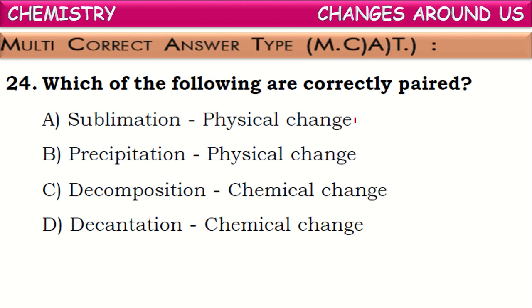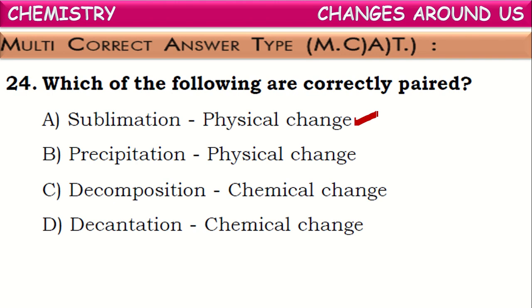Sublimation. Is it a physical change? Yes, because in the sublimation process, the solid substance converts directly into gaseous form on heating. So there the substance is converting from solid state to gaseous state, only the physical property, the state, changes. But before the change and after the change, the chemical composition does not change. That's why it comes under physical change. Sublimation is a physical change. What about the next one?